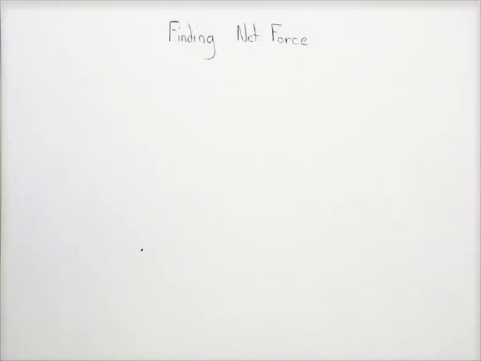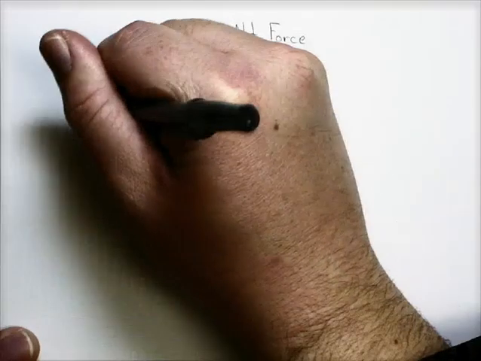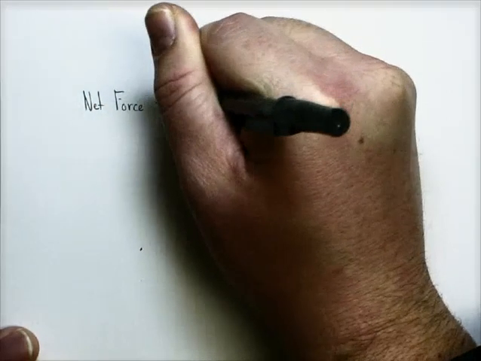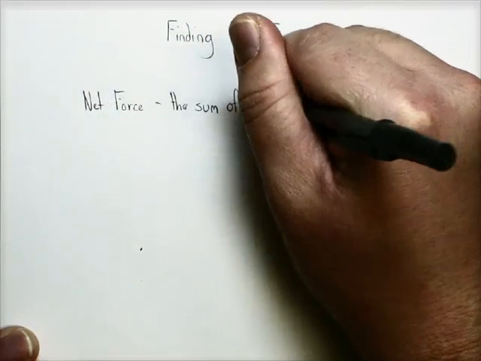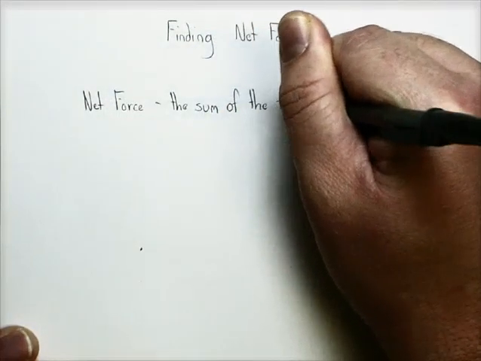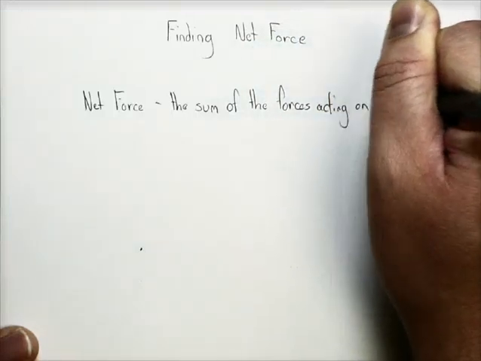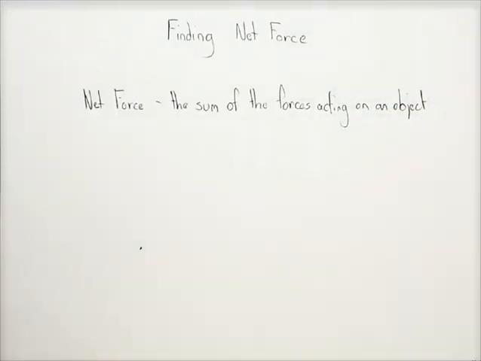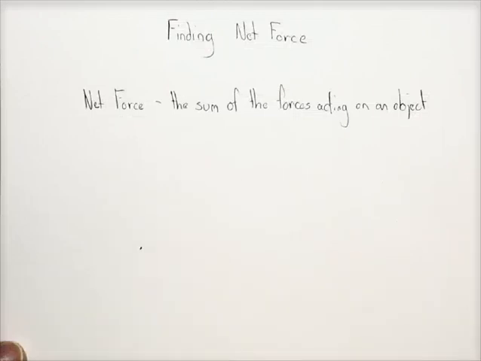Alright, first thing we have to do in this objective is know how to find the net force acting on an object, and in order to do that we've got to know what net force is. So here we go. Net force is just the sum, meaning adding them all together, the sum of the forces acting on an object. It really is just as simple as that. That's all that net part of net force means, is that you're adding up all the forces together.